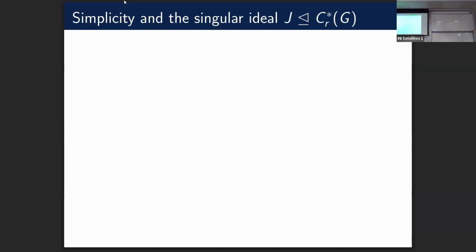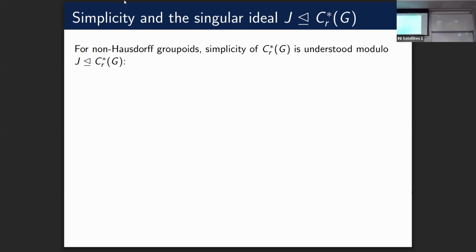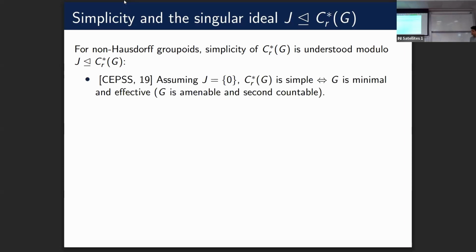Okay. Now, in order to motivate the study of this singular ideal, I'm looking at the second adjective of C-star algebras, so simplicity. What's important is that the singular ideal J is an ideal of the C-star algebra, so it's clearly going to be an obstruction to simplicity. However, we actually understand simplicity of the C-star algebra modulo J. So I'll reference two results. First, this 5-author paper, including Lisa and Hayden, and 3 others.